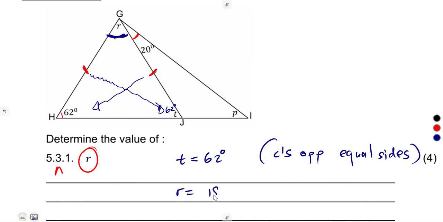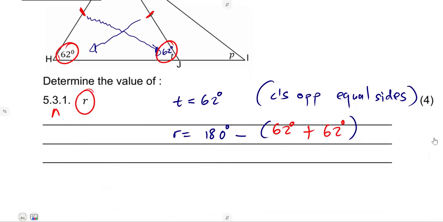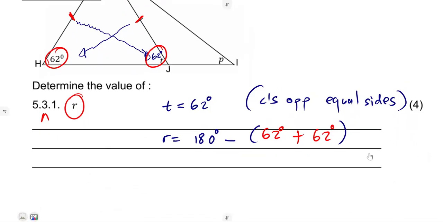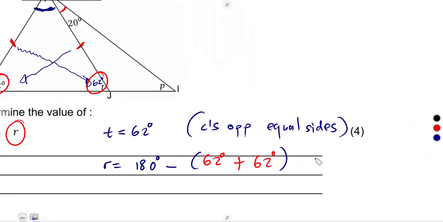As we understand, angles in a triangle add up to 180. So angle R will be 180 minus the angles that are inside the triangle, the 62 degrees and the 62 degrees representing T. Remember, we said angle T is 62, angles opposite equal sides. So we have formed an equation to solve for R, referring to angles in a triangle.